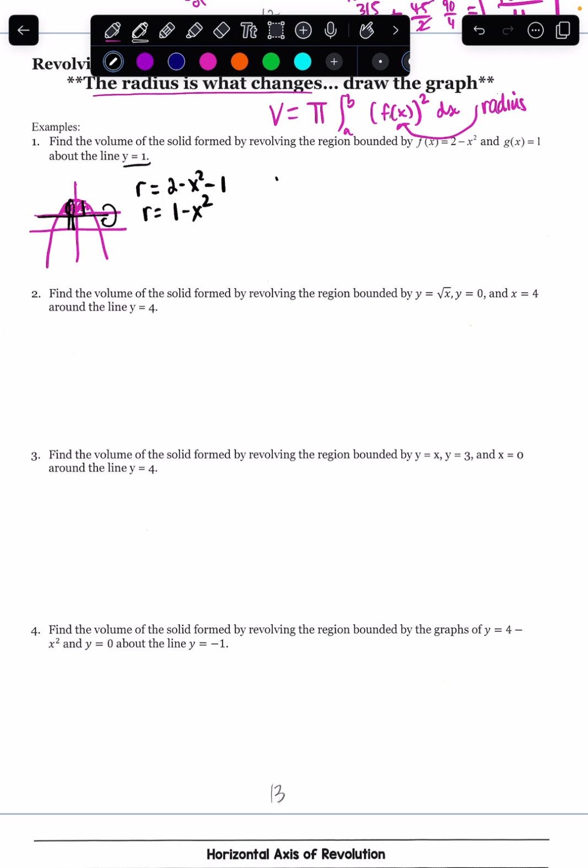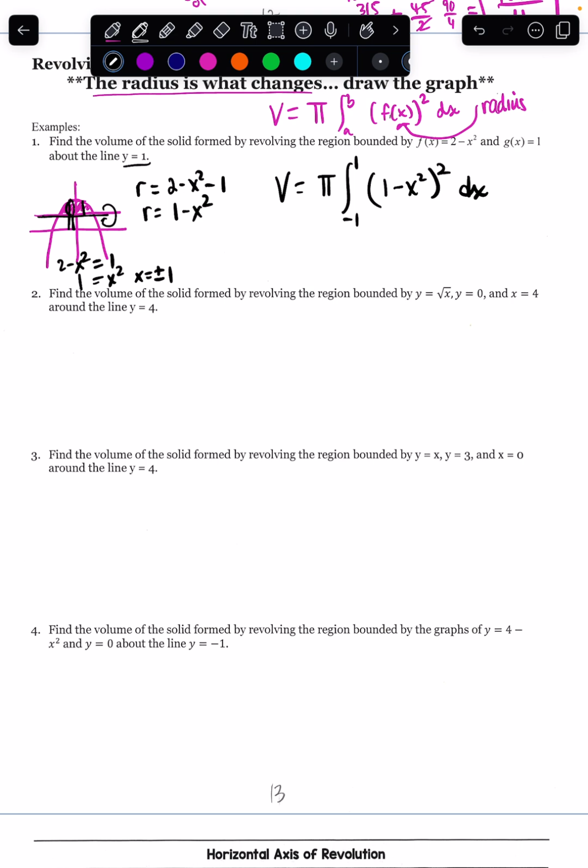So when I do the volume, it's always pi. Now, for my bounds, I need to find when 2 minus x squared equals 1. So x squared equals 1, so x will be plus or minus 1. So negative 1 and positive 1. And then my radius squared, so 1 minus x squared, dx. That's how you set it up.